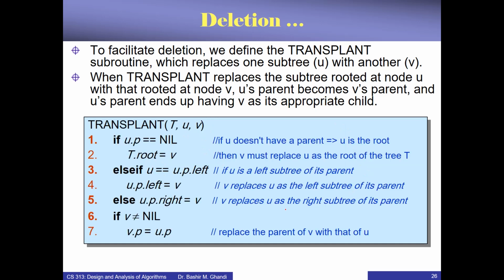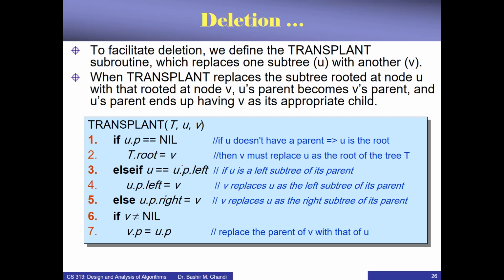This is transplant. So we receive a tree, T, and two references, U and V. We want to replace U with V. First of all, check whether U is a root, because if U.p is nil, then U has no parent, and therefore we're going to update the root of the tree to be our replacement node. So T.root becomes V.